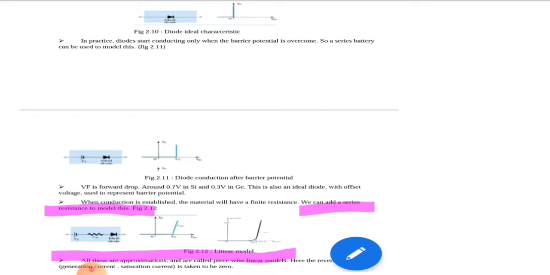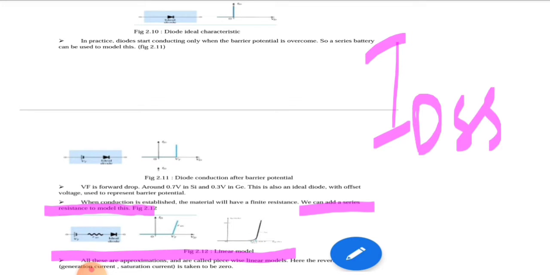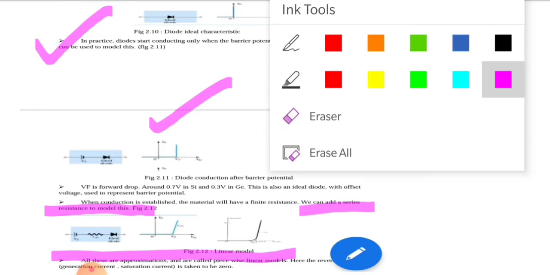All these approximations are known as the piecewise linear model. Here the reverse saturation current IDSS is taken to be 0, and all the three models are included in the piecewise linear model. So in the exam, if it asks you to explain the piecewise linear model of a diode, you have to explain all these three characteristics.